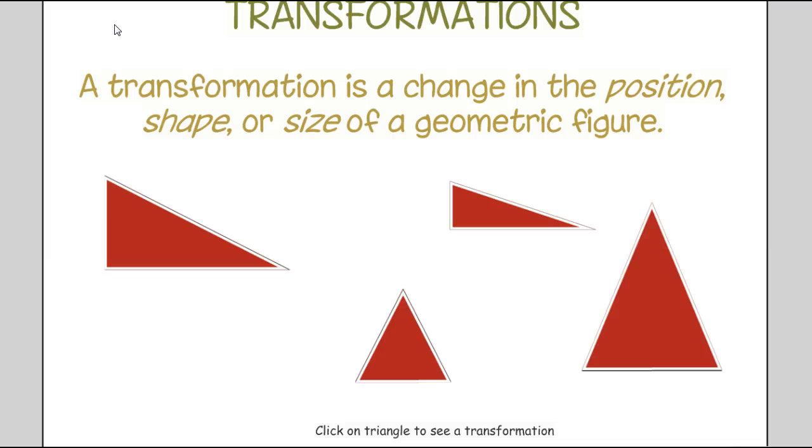Transformation. A transformation, put this in your notes, is a change in the position, shape, or size. There you go. Change in the position, shape, or size of a geometric figure.